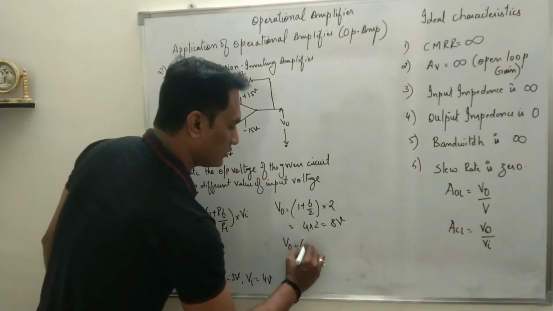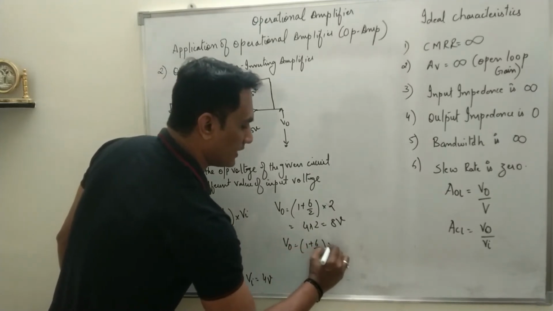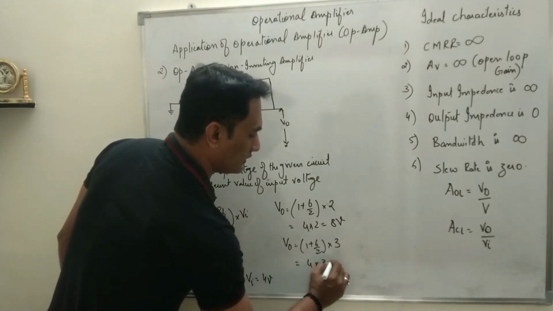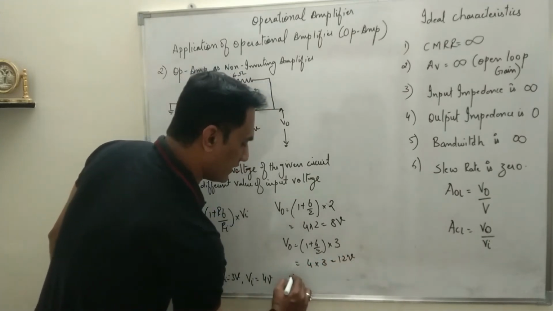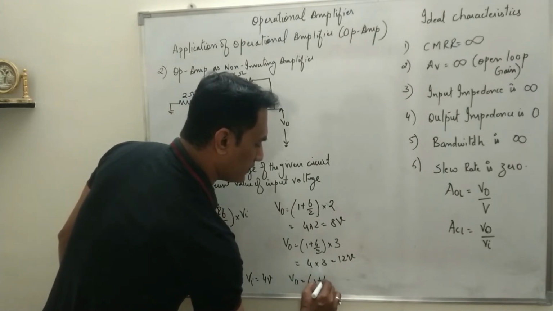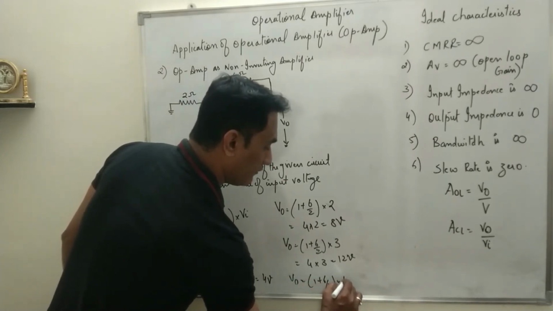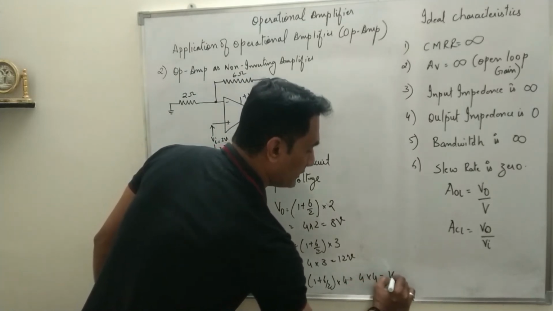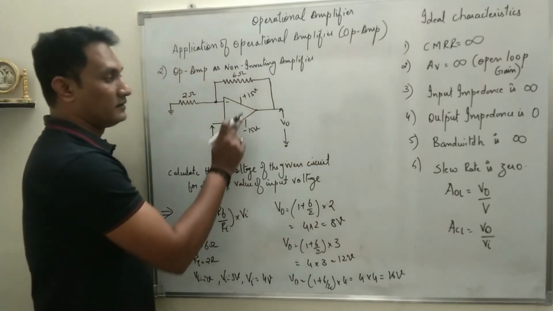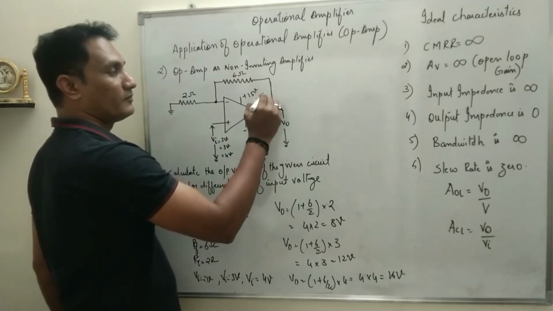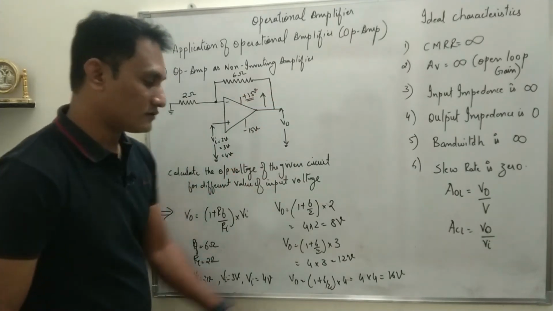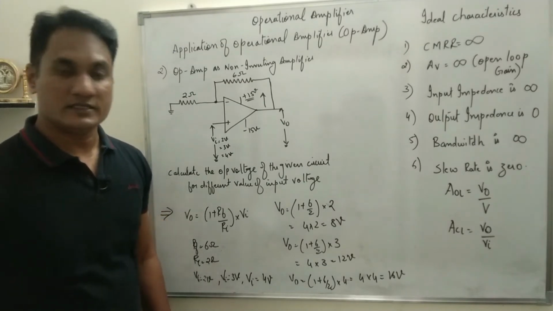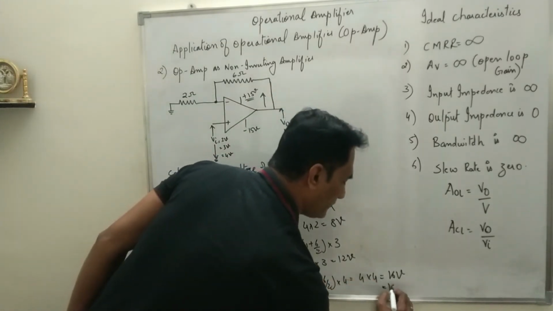Next, V0 is equal to (1 plus 6 by 2) multiplied by 3, so it will be 4 into 3, that is 12 volt. And in the last case, V0 is equal to (1 plus 6 by 2) multiplied by 4, so this will be 4 multiplied by 4, which is 16 volt. But what is the maximum saturation level at the positive? It will be plus 15, so the answer cannot be more than the supply voltage. It cannot be 16 volt, it will be 15 volt.